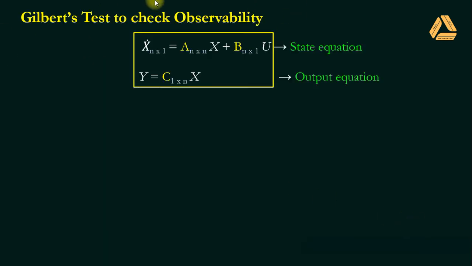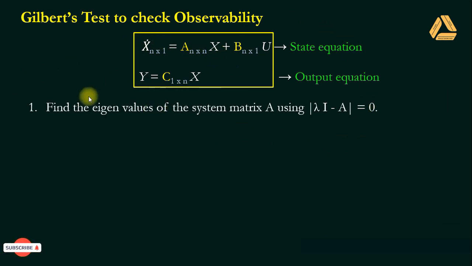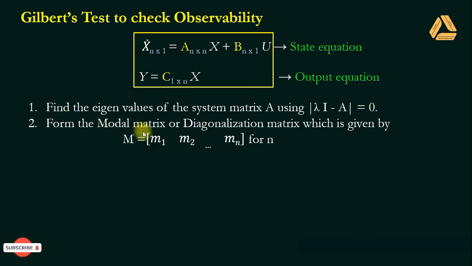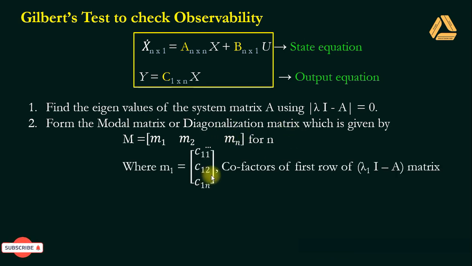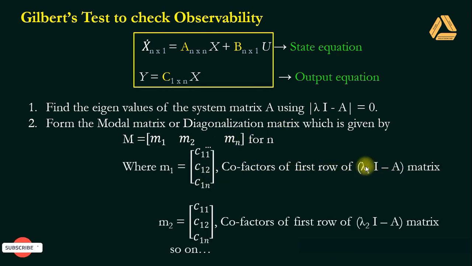Coming to Gilbert's test to check observability, as I already told, for checking the observability you have to consider both the state equation as well as the output equation, because you need the A matrix as well as the C matrix. The steps are the same as in the controllability Gilbert's test. You have to find the eigenvalues using the formula lambda I minus A equal to 0. You will get n eigenvalues, and you have to form the modal matrix or diagonalization matrix. Find the cofactors of the first row with the first eigenvalue substituted in that matrix, and likewise the second eigenvalue, which gives the second vector M2. So you have to find all the vectors and form the modal matrix.